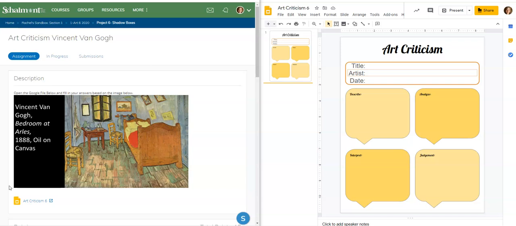So for our first three things that we have to fill in over here, the title is Bedroom at Arles, the artist is Vincent van Gogh, also known as Vincent van Gogh if you pronounce it with the correct Dutch pronunciation, and the date was 1888. So go ahead and fill in those three things, and when you are ready, we can move on to the describe section, but in the meantime, please pause me.